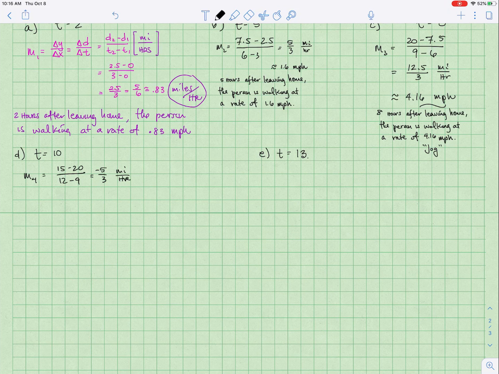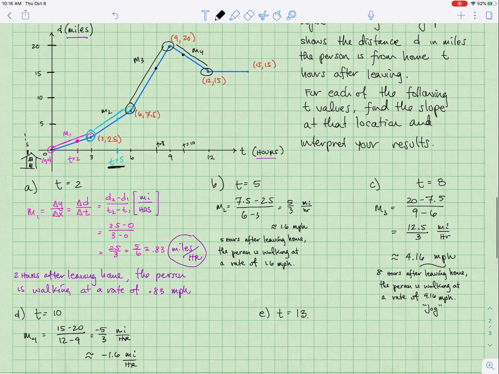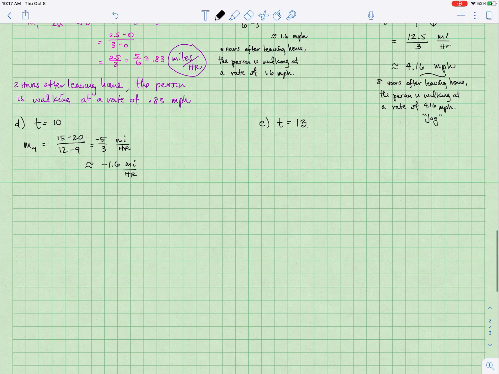Well, that's approximately negative 1.6 miles per hour. How do you walk at a negative speed? Well, you don't. What that means is its direction. So as these slopes were going up and up and up, we were getting further from home. But now we're getting closer to home. That is to say, it's not just distance, it is miles per hour towards home.